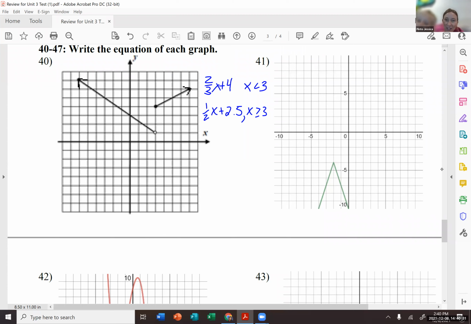Cool. Number 41 is a little bit different. You can tell, hopefully, because it's not made of two pieces in the same way. It's continuous and it is absolute value.